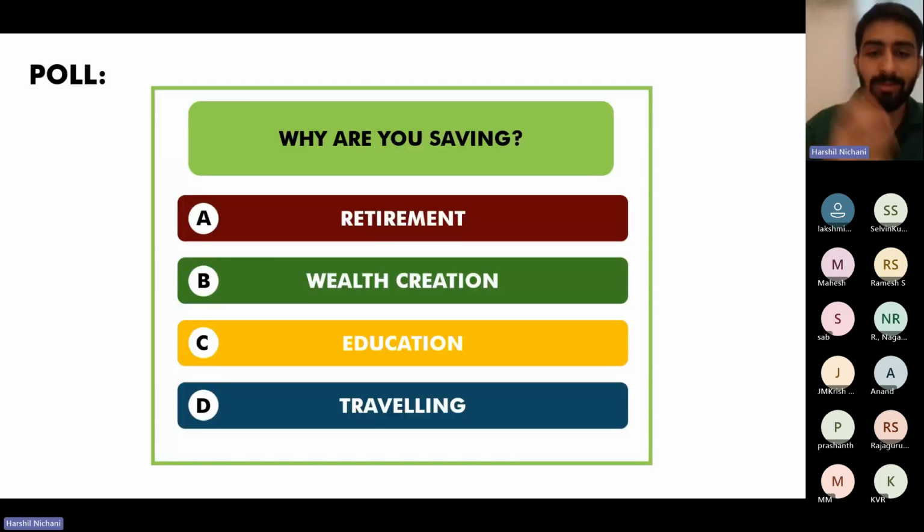Now it's a small poll. Why are you saving? Is it for retirement? Is it for wealth creation? Is it for education? Is it for traveling? If there's any other reason why you're saving, please put it in the chat box. Put in all your answers in the chat box. Why are you saving?